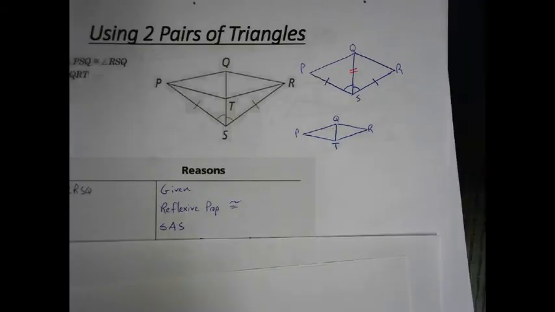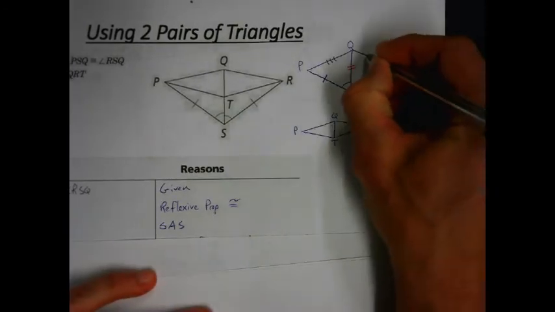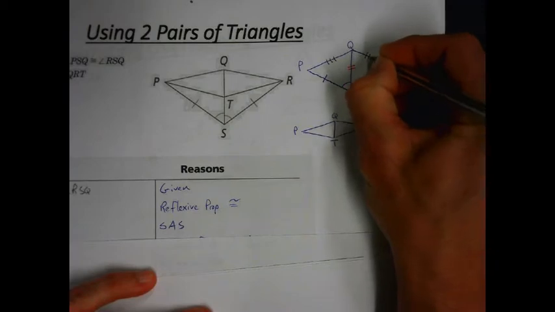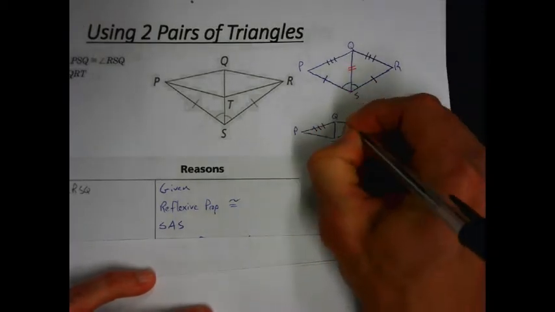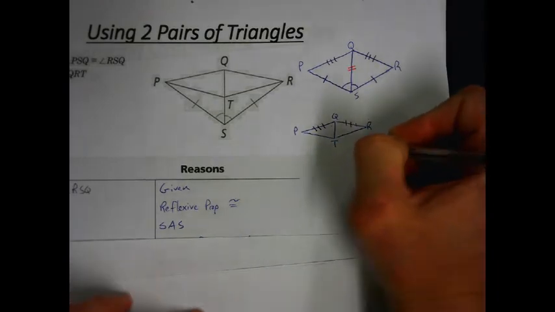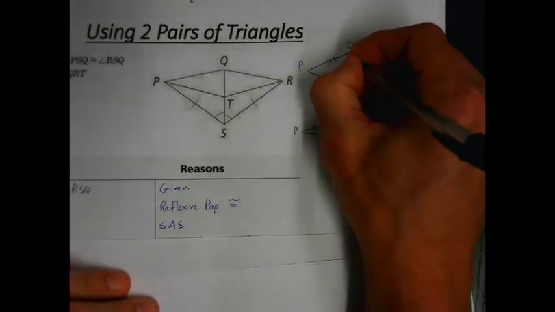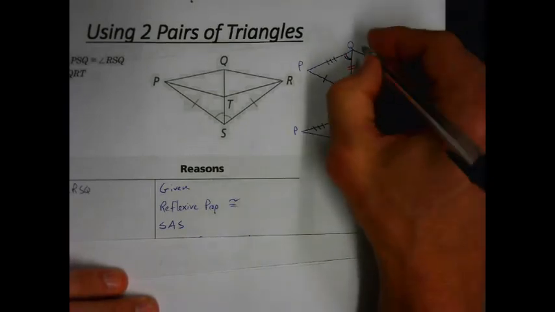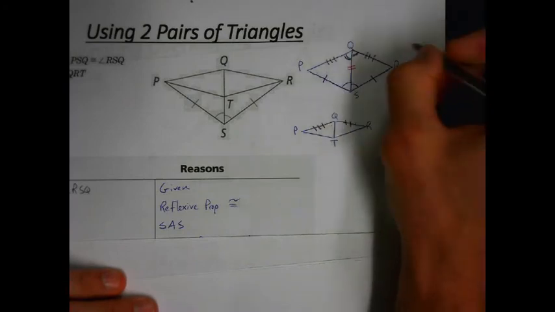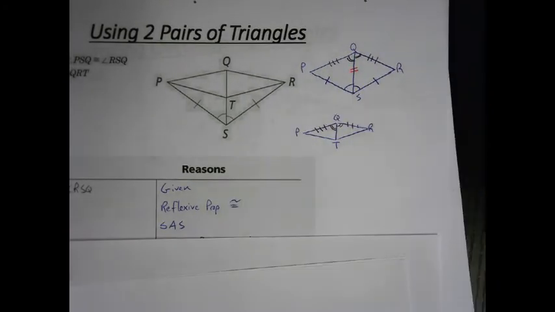From there, look at what we can do. Look at this game plan. We can talk about QP being congruent to QR, corresponding parts. We can talk about angle PQS and angle RQS being congruent, which is the same angles down here. So we have a bunch of stuff ready to emerge.